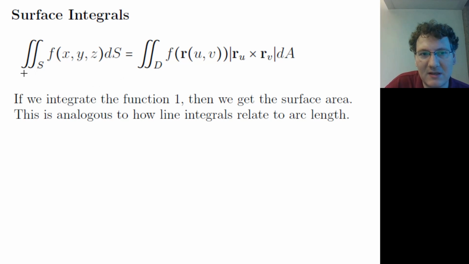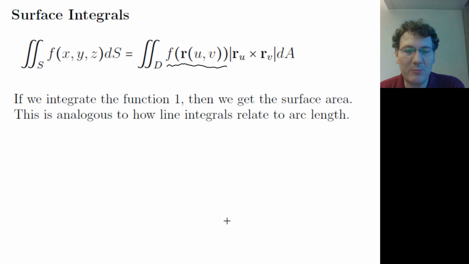So the surface integral over the surface S of some function f of x, y, z is the double integral of this function times the magnitude of this cross product. And you should observe that if we plug 1 in for the function, if we're integrating the function 1, then we're actually calculating the surface area of this object. That's the same formula we saw in the previous lesson.